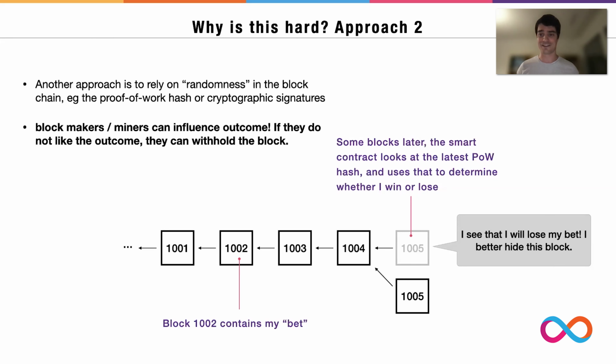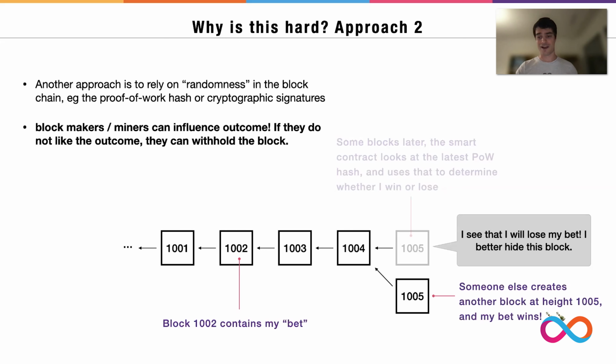I'm just going to not tell anybody about it and keep it to myself and wait for somebody else to propose a different block at that height. And hopefully I am lucky, and now in that other block things are going better for me, and maybe now I win. So I'm lucky, I win my bet. So this shows that this approach is kind of flawed in the sense that if the block makers, if the miners are not all honest, there's room for bias.